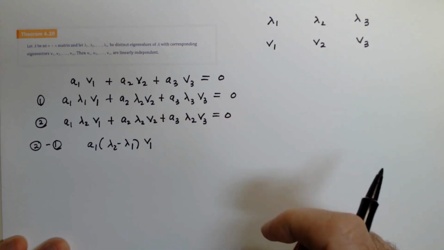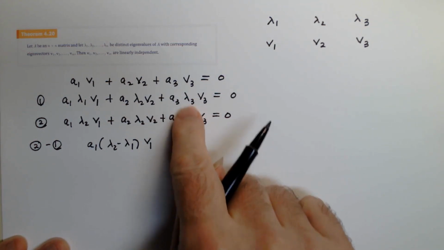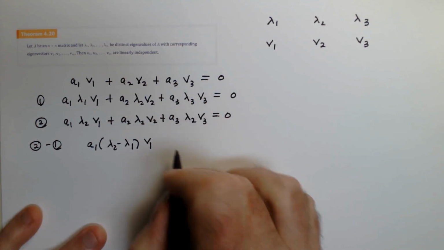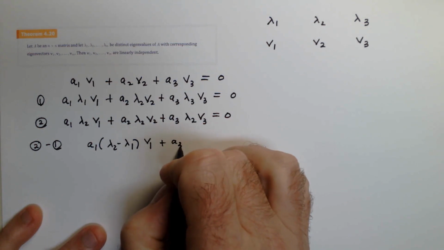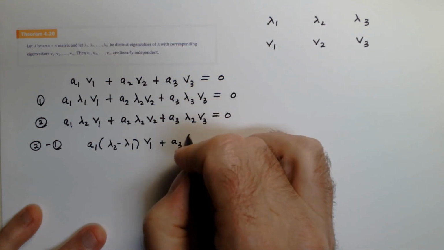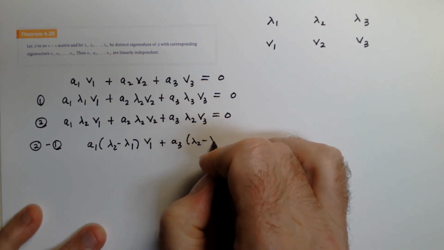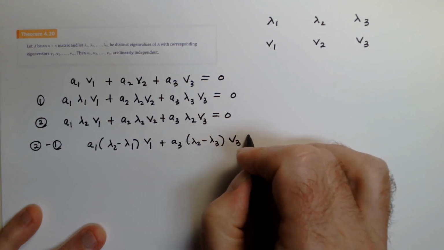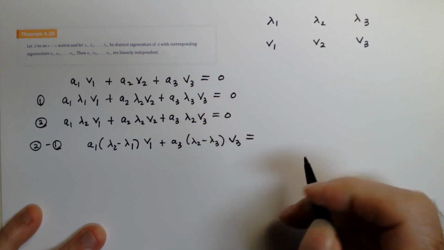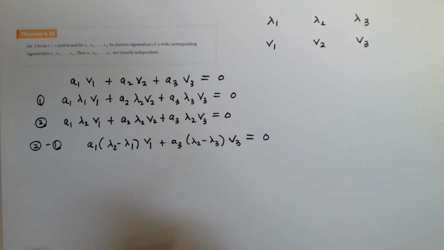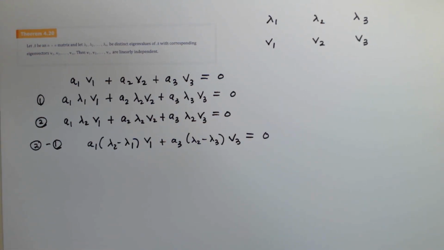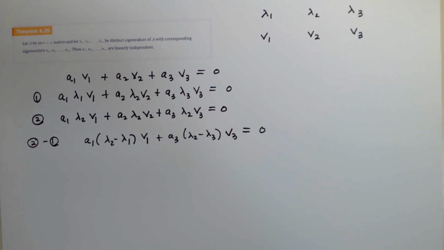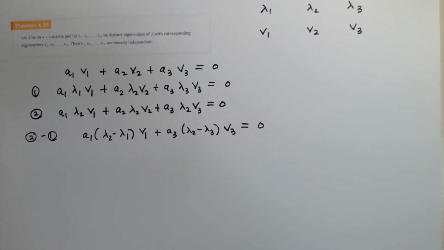These two will cancel each other, and then I'll have this difference. I'm going to have A3 (lambda 2 minus lambda 3) times the vector V3. And that's going to equal 0 minus 0, or 0. All right? So that's our first reduction. We've gotten the vector V2 out of the equation.